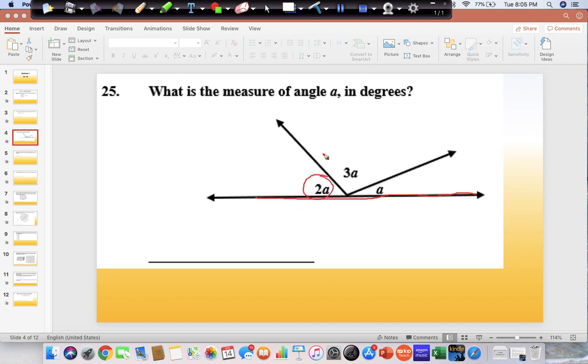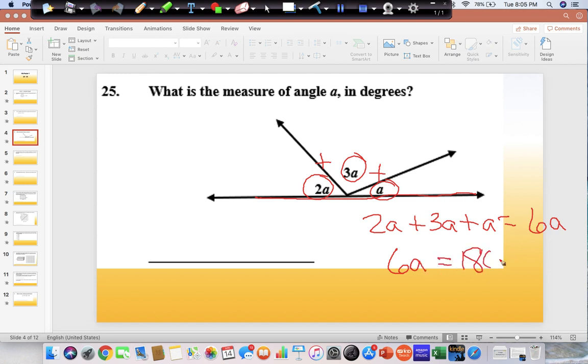So 2A plus 3A plus A equals 6A. And therefore, 6A is equal to 180 degrees because, as I said, all three of those angles add up to be one straight line.